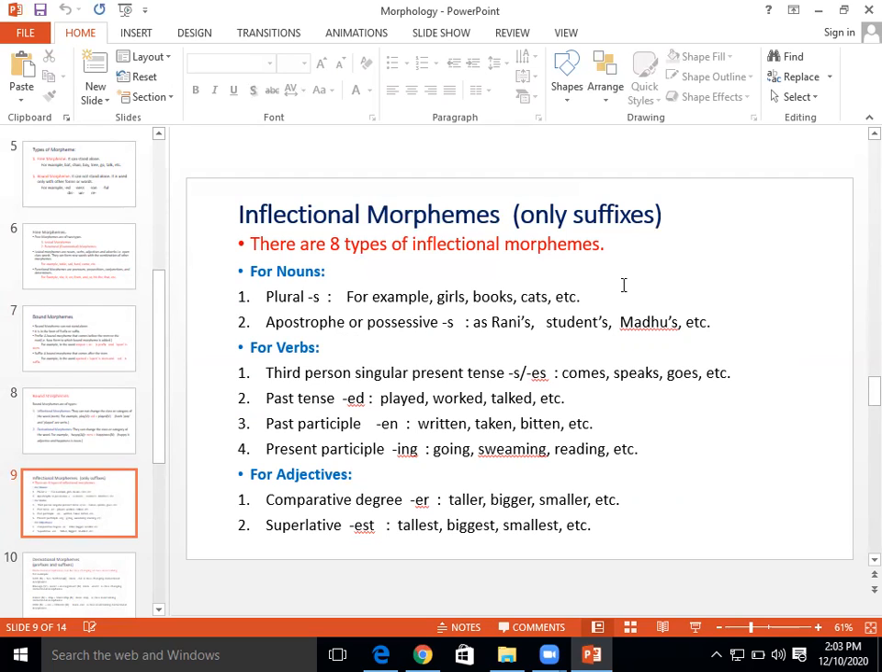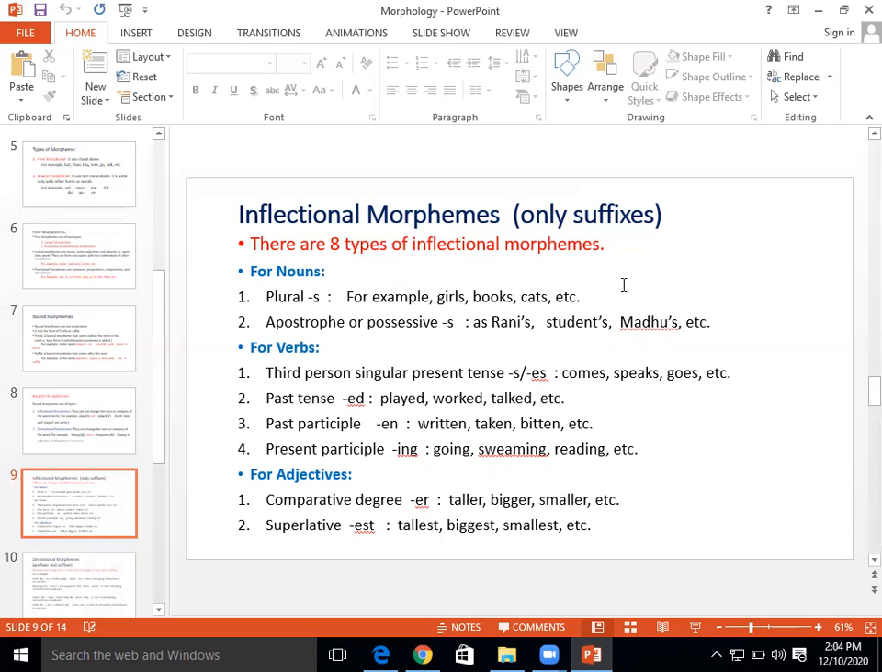So inflectional morphemes, which are they? For nouns there are 2 inflectional morphemes. One is plural 's' and another is apostrophe or possessive 's'. For example, in plural 's', we can see the examples girls, books, cats, etc. And apostrophe or possessive 's', that is Rani's, Rani che, student's, student che. Apostrophe 's' means cha chi che, and plural means अनेक वचनी.